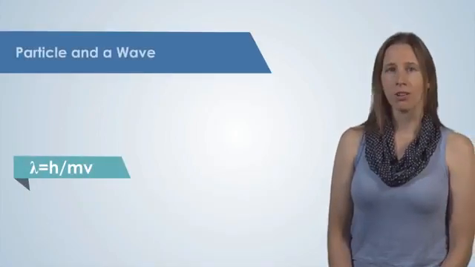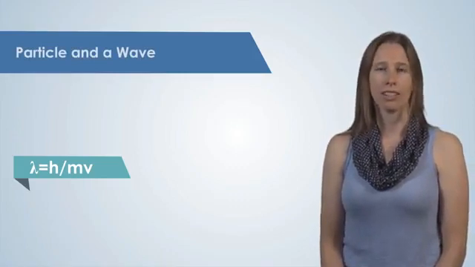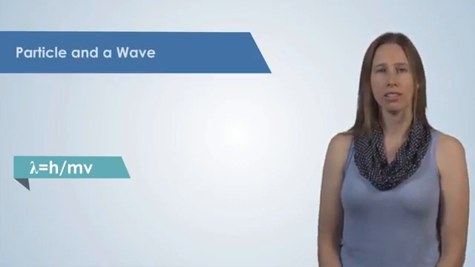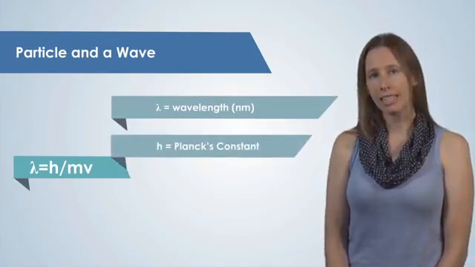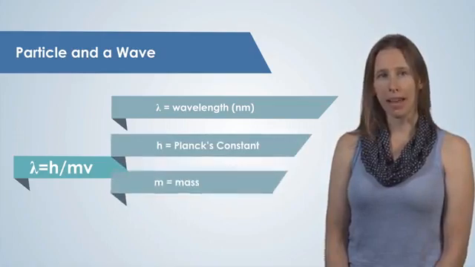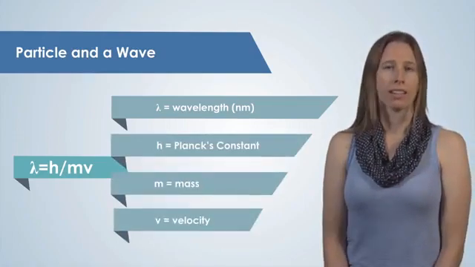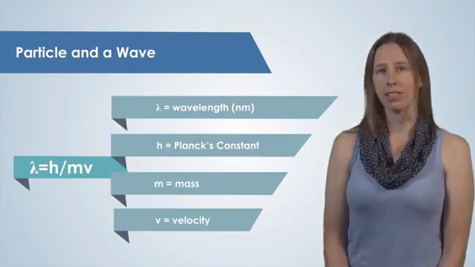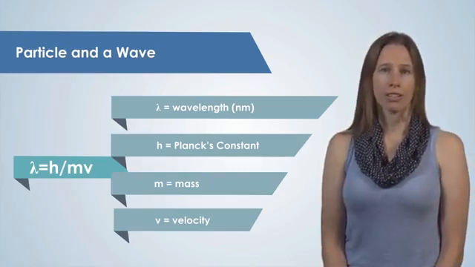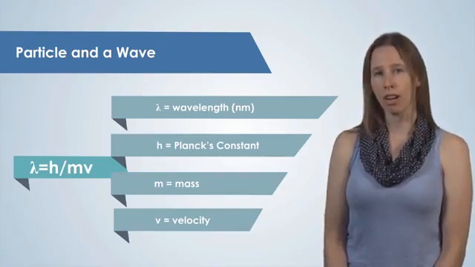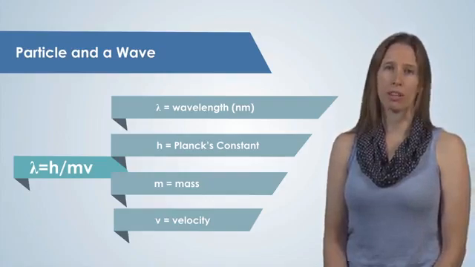But electrons can also act as waves. The wavelength of an electron is described by the equation shown here. The wavelength, lambda, is equal to Planck's constant divided by the mass of the particle times the velocity of the particle. Since Planck's constant and the mass of an electron are known, we can determine the wavelength of an electron if we know how fast it's traveling. The faster the electron is traveling, the smaller its wavelength will be.